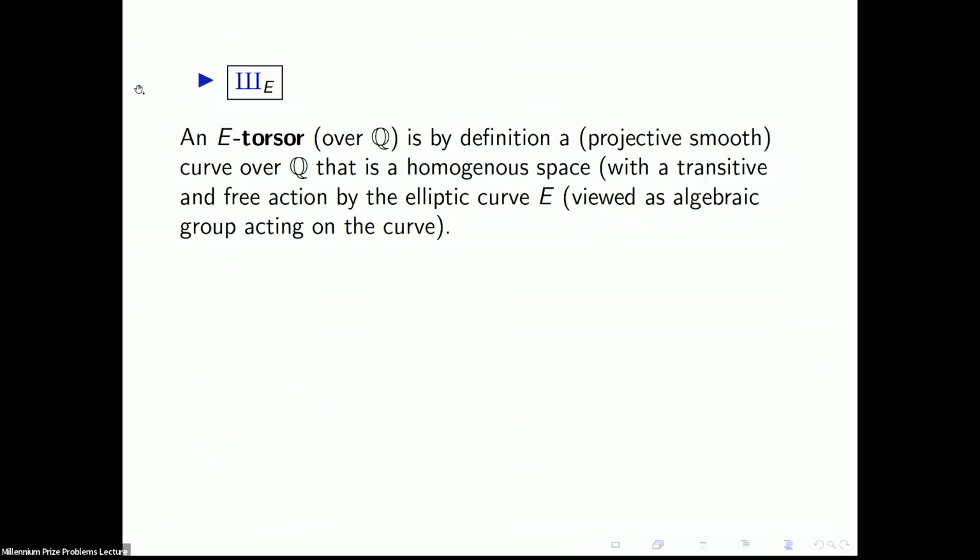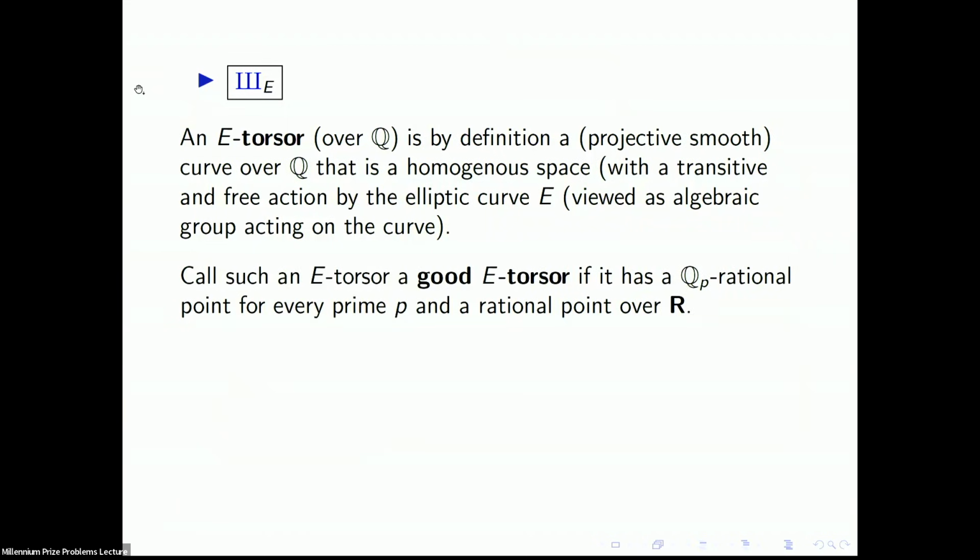Now comes the thing that's analogous to the class number, except it's analogous to the class number in the formula. It's by no means analogous to the class number in terms of computation. Class number is a sort of very friendly invariant. It really wants to be computed, although it takes some computation. This is a different sort of thing. By definition, an E-torsor over Q is a projective smooth curve over Q that's a homogeneous space with a transitive and free action by the elliptic curve, where the elliptic curve is viewed as an algebraic group acting on that curve. So it's a curve, if you want, and as you'll see, we're only interested in isomorphism classes of these curves. And I'll call such an E-torsor a curve.